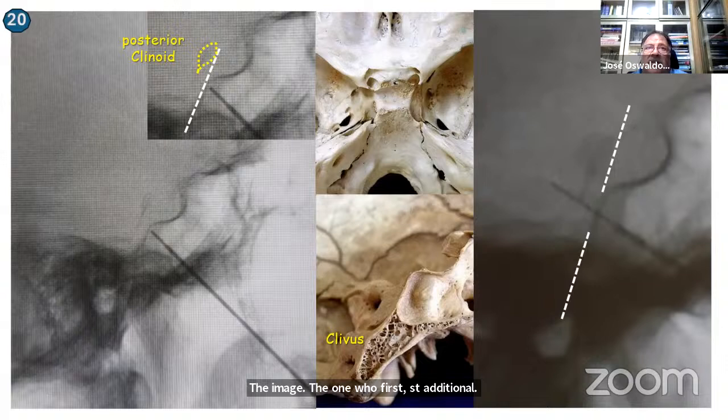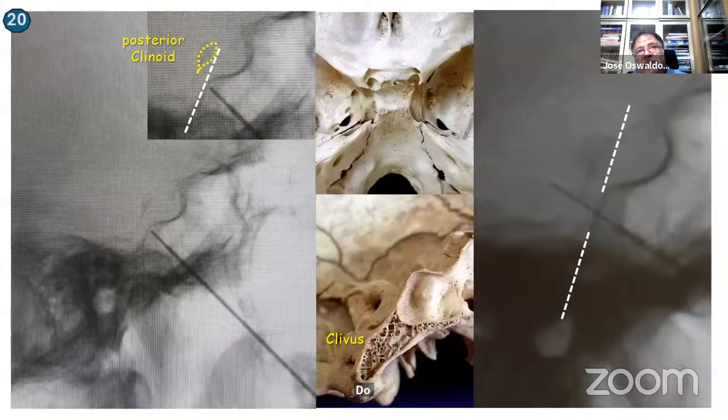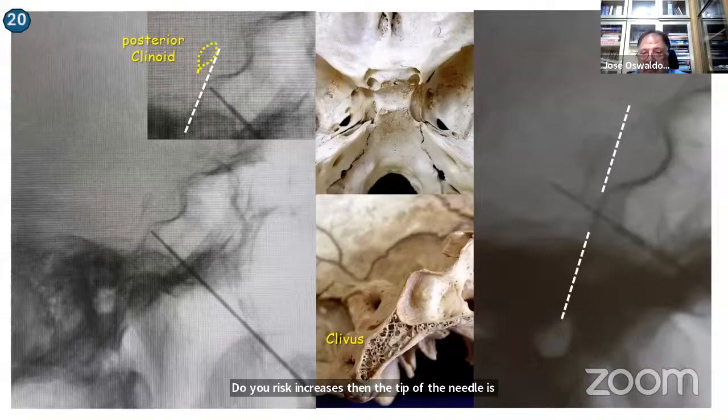In profile, the clivus line fits the posterior aspect of the posterior clinoid. The risk increases when the tip of the needle is about 5 millimeters behind the clival line.